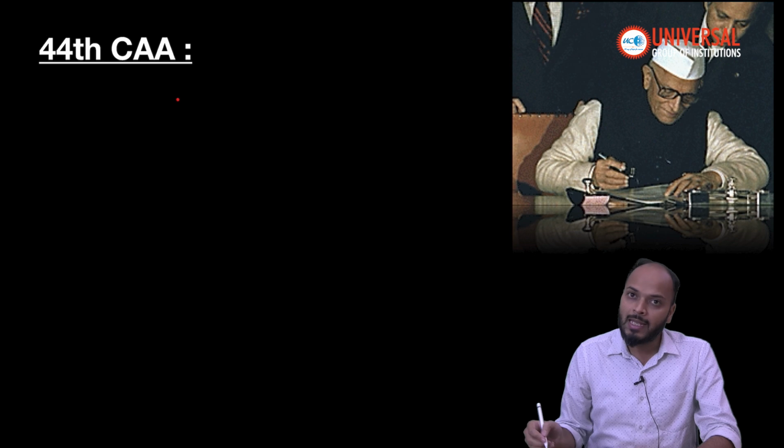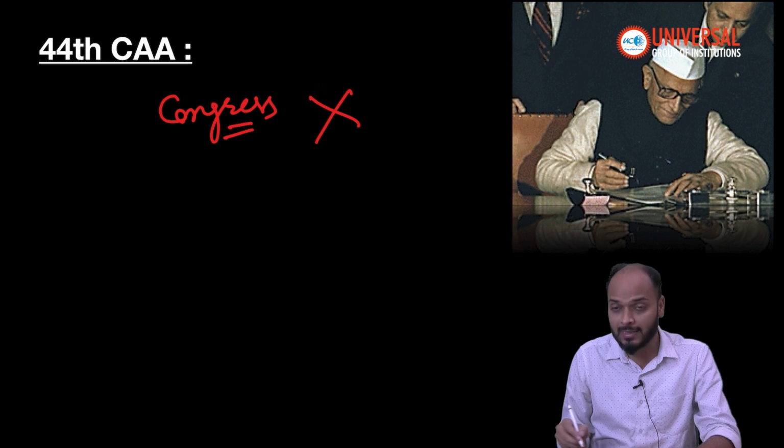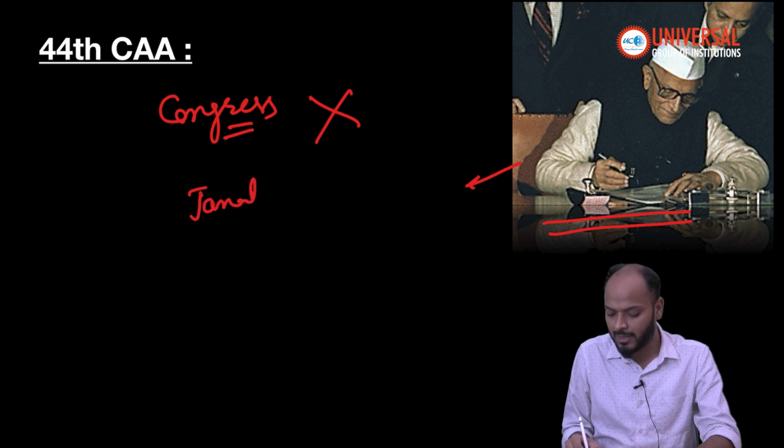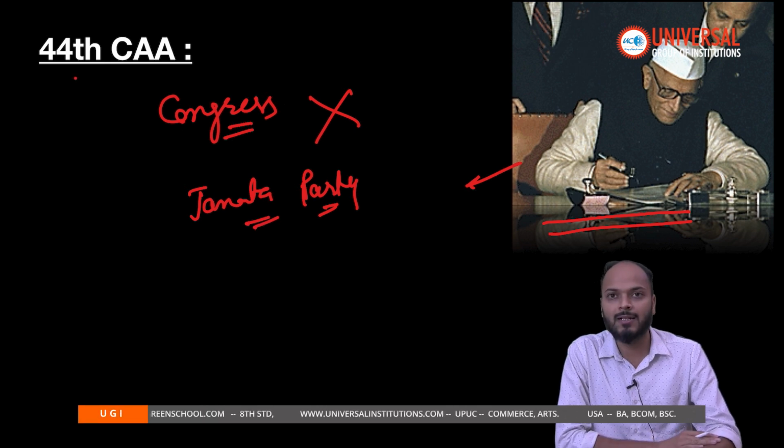When in 1977 the emergency was removed, a new election was conducted. In this election, if you all know, the Congress party lost the election, and Indira Gandhi herself lost the election. A new government was formed, the government of Morarji Desai of the Janata Party, right? So for the first time in India, a non-Congress government was formed at the center, the Janata Party's government.